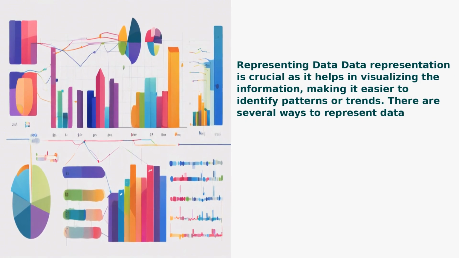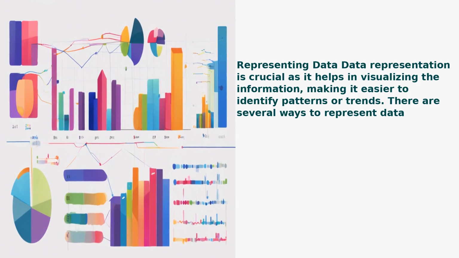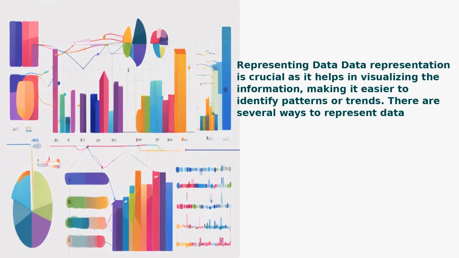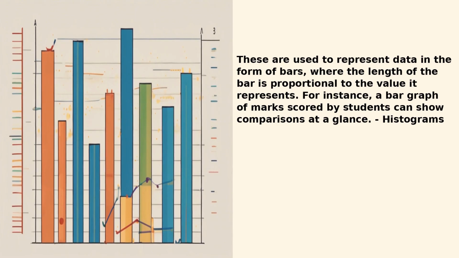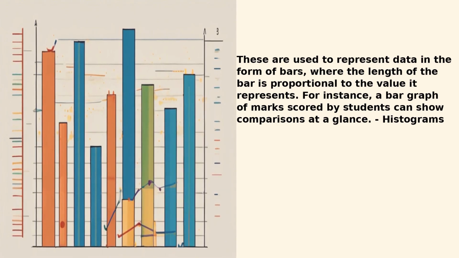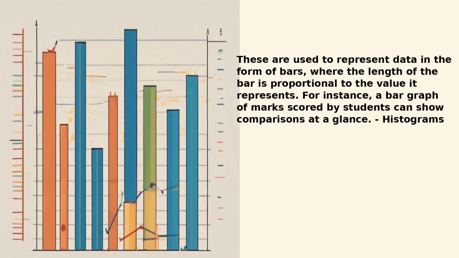4. Representing data. Data representation is crucial as it helps in visualizing the information, making it easier to identify patterns or trends. There are several ways to represent data. Bar graphs. These are used to represent data in the form of bars, where the length of the bar is proportional to the value it represents.